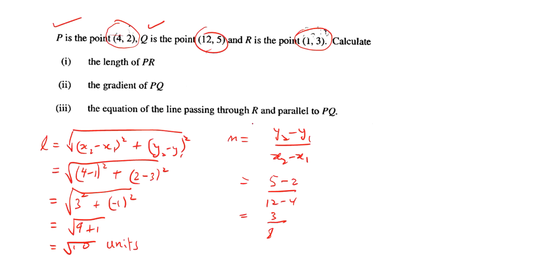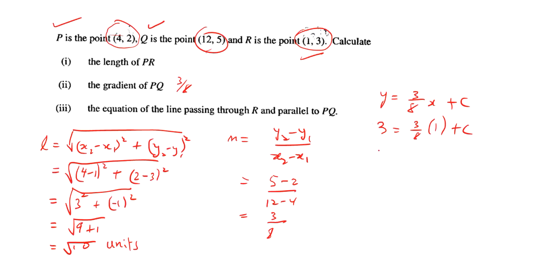And then we want the equation of the line that passes through R parallel to PQ. So we just worked out the gradient of PQ. We got 3/8, right? And we want an equation of a line that is parallel to PQ. So therefore it must have the same gradient, which is y equals 3 over 8 x plus c. And we need to find the c. But we know that the line passes through the point R, which is here, (1, 3). So therefore 3 is equal to 3 over 8 by 1 plus c.